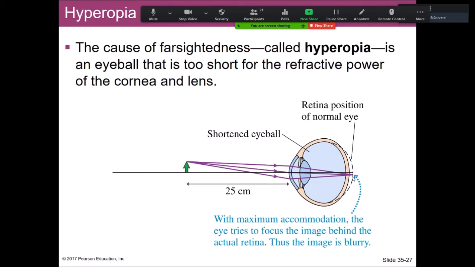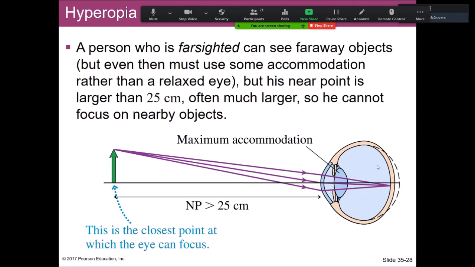So what happens here is the eyeball is just basically too short. The eyeball needs to be longer in order for the refraction to actually come down to a focus here. So the image is blurry at this point.